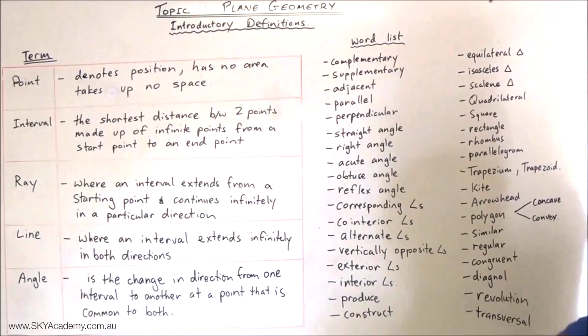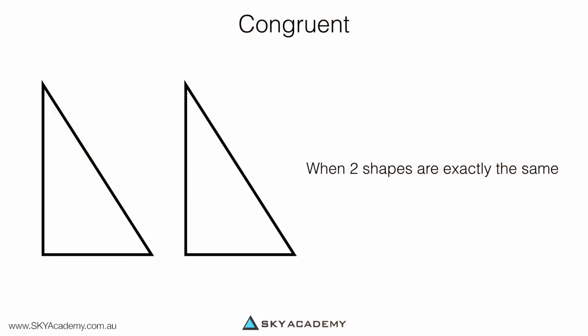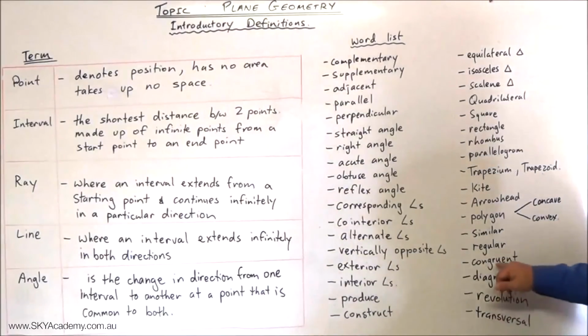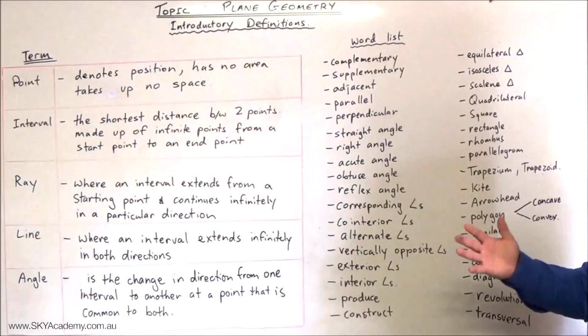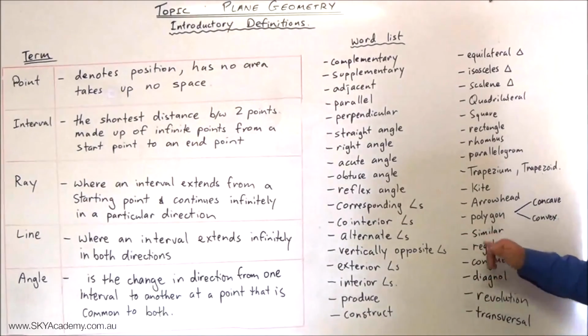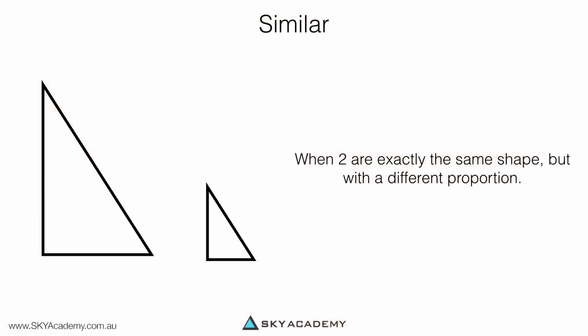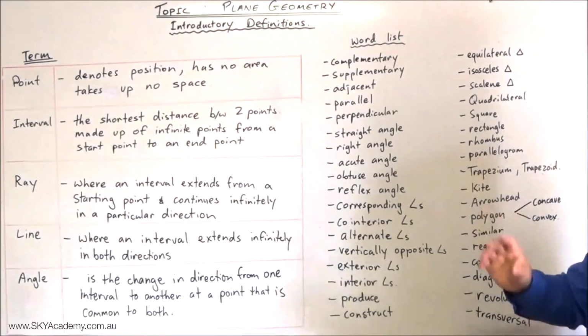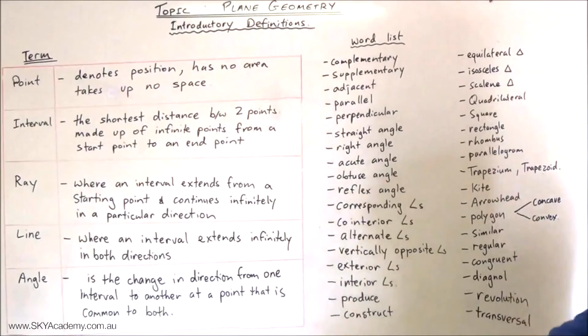Similar and congruent. Congruent just means it's the geometrical way of saying exactly equal to. Okay, so congruent just means exactly equal to, but you don't use the word equal to in geometry. You use the word congruent. Similar means exactly the same shape, but different size. It's either enlarged or reduced.